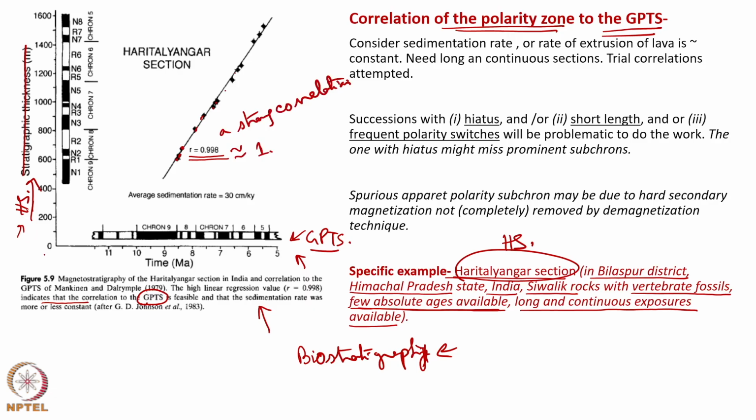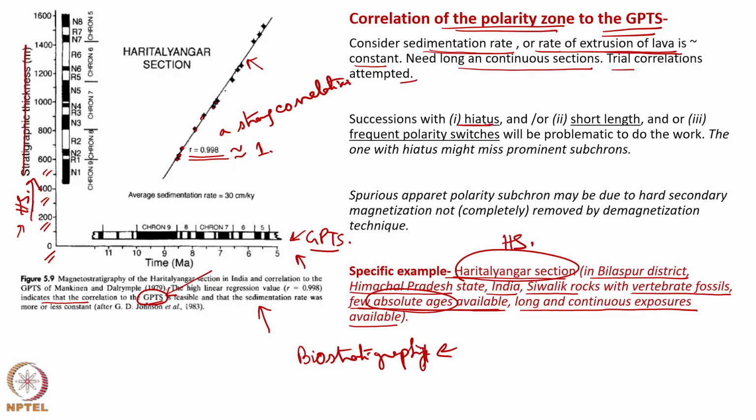Along the y axis also the stratigraphic thickness of the layer has been plotted. Since a few absolute ages were available, we were able to correlate the GPTS. Such correlation in terms of a straight line will be found when the sedimentation rate of the Shivalik rocks is constant, or if it were an extrusive lava deposition, then the extrusion rate of lava is nearly constant. A long continuous section is required and many trial correlations are attempted.